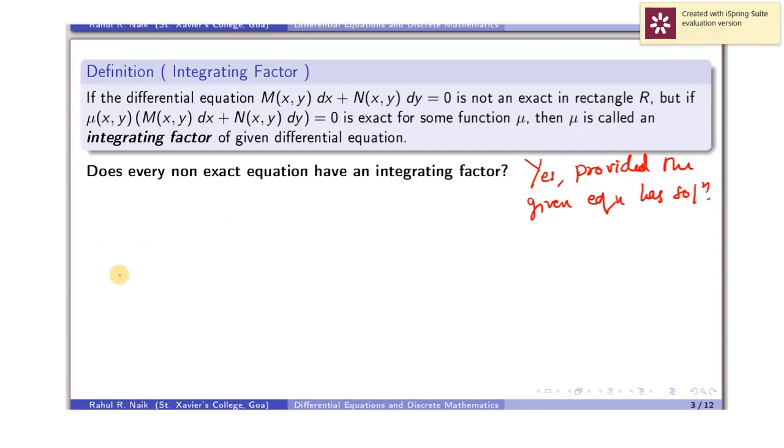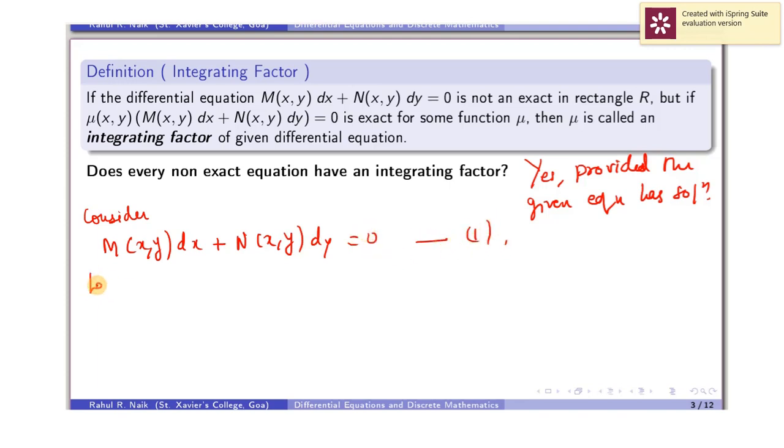We will try to justify this by actually constructing the integrating factor for an equation of this type. Consider M(x, y) dx + N(x, y) dy = 0. You know that the solution is of the form f(x, y) = c, let it be the solution of equation 1.